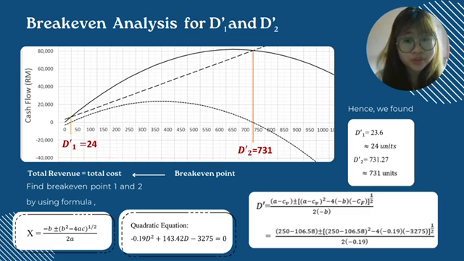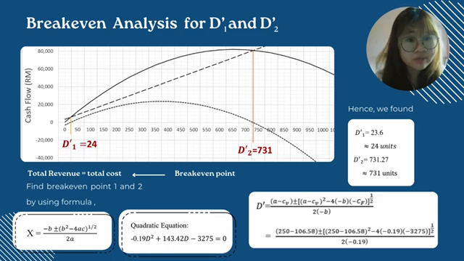To find those points, we can use the quadratic formula, which is written as negative b plus or minus the square root of b squared minus 4ac, over 2a. To use this formula, we need the a, b, and c values, which we can obtain from the quadratic equation that we formed from the total revenue and the total cost equations. This equation is negative 0.19d squared plus 143.42d minus 3275 equals 0.